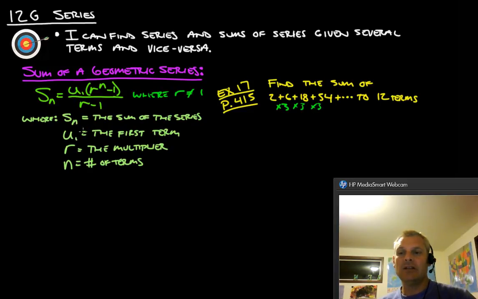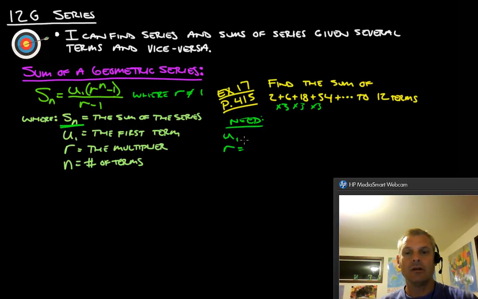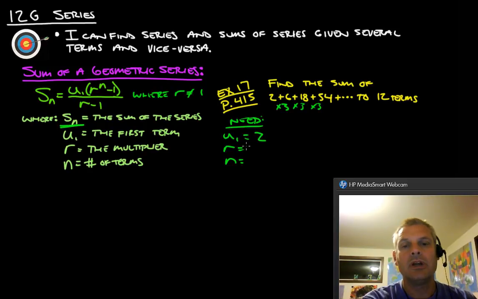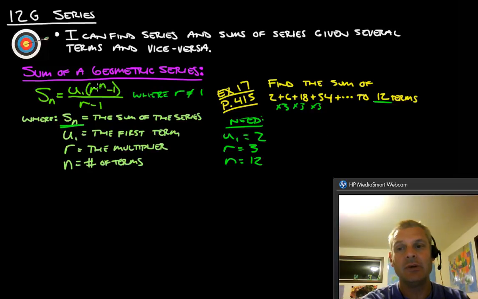Okay, so in order to find S of n, we need to know u sub 1, r, and n. So u sub 1, first term, and this one is 2, right? R, the rate, the multiplier, is 3, and the number of terms is 12. So we have everything that we need to know. So now we can just plug that into this formula, and away we go.